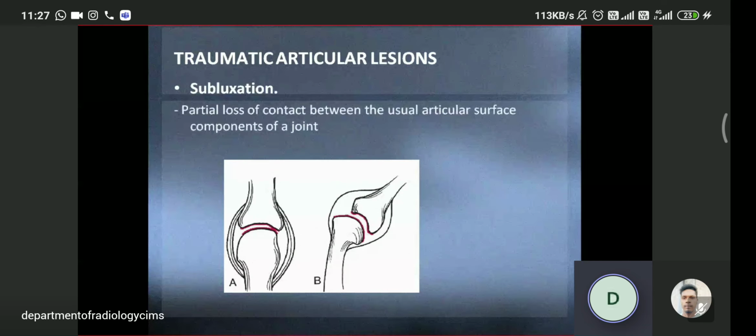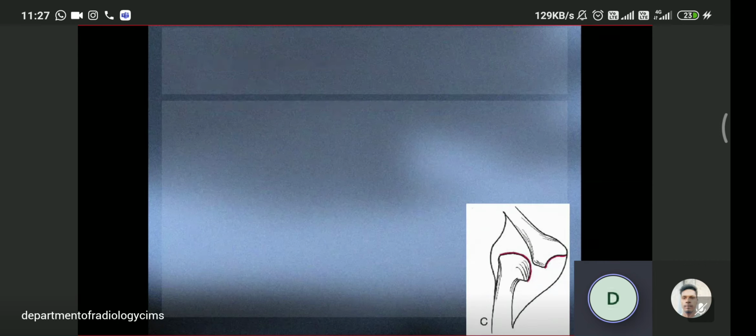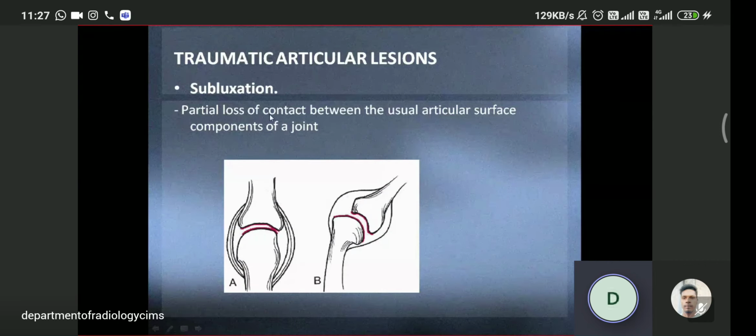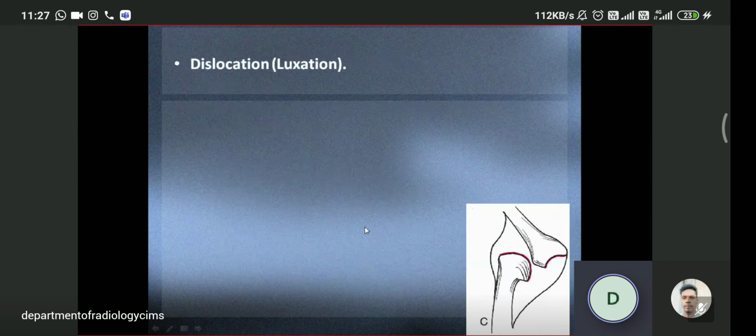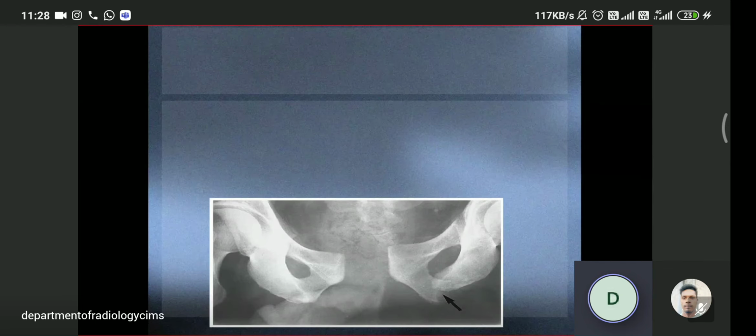Then coming to the word subluxation and dislocation. So this is the dislocation. Subluxation means what? Partial loss of contact between the usual articular surface. Here the contact is still slightly preserved, so that's why it is subluxation. Here the contact is totally lost. This is the subluxation part.